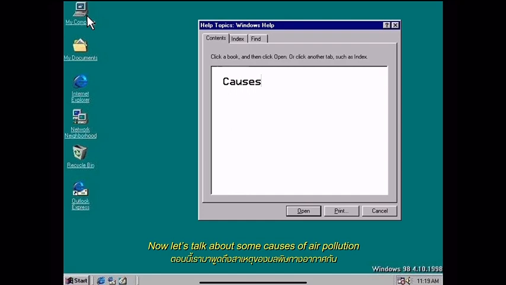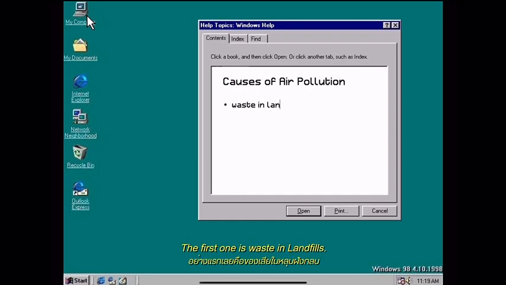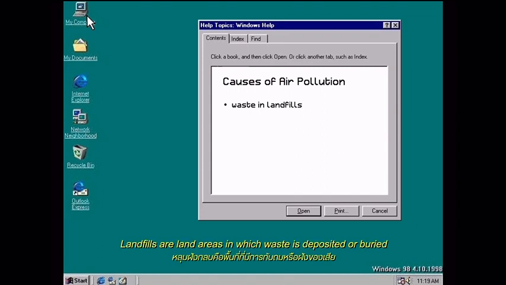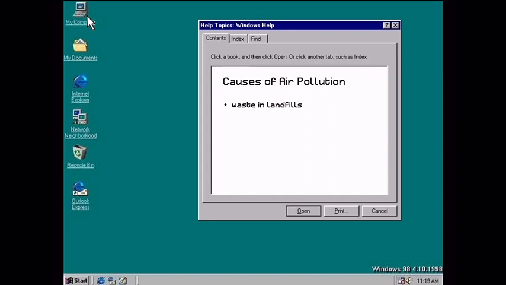Now let's talk about some causes of air pollution. The first one is waste in landfills. Landfills are land areas in which waste is deposited or buried. These deposited or buried wastes generate methane. Methane is a major greenhouse gas that is highly flammable and very hazardous.